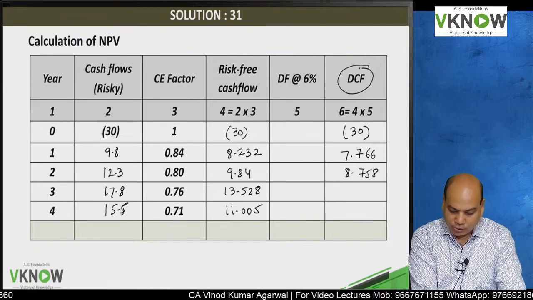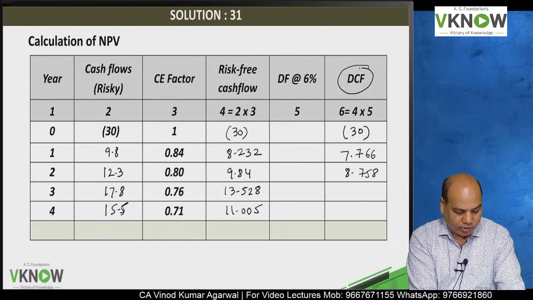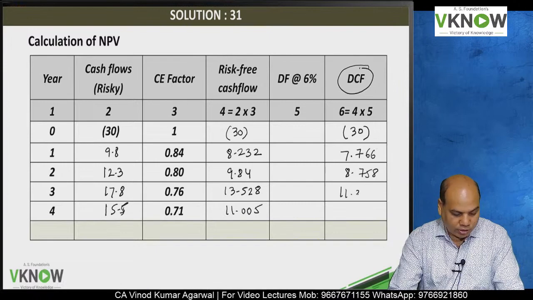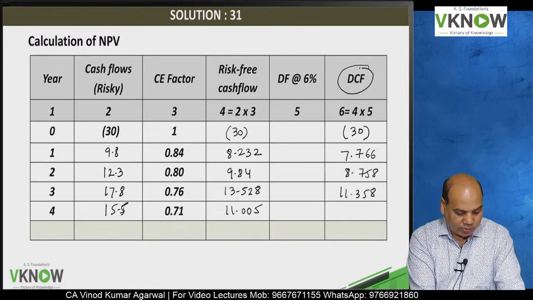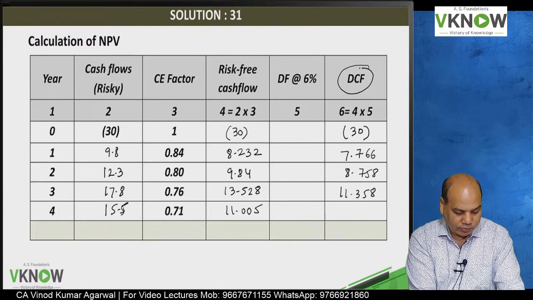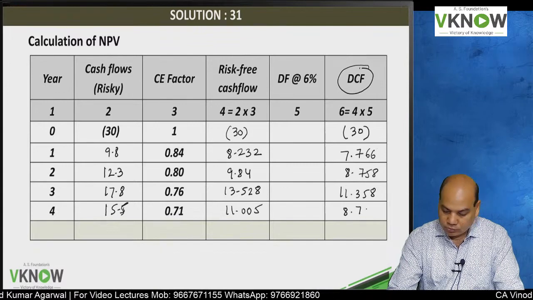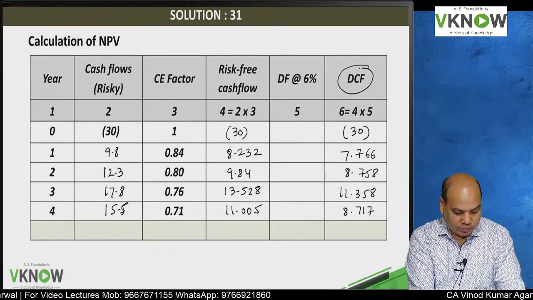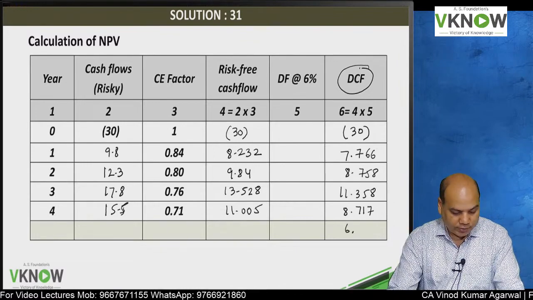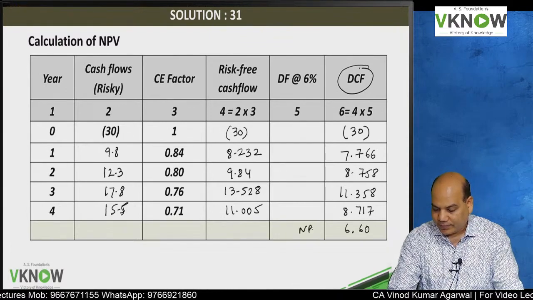Then I will type 13.528 divided by 1.06 3 times equal to memory plus, 11.358. And I will type 11.005 divided by 1.06 4 times equal to memory plus, 8.717. Memory recall minus 30 equal to approximately 6. This is NPV.